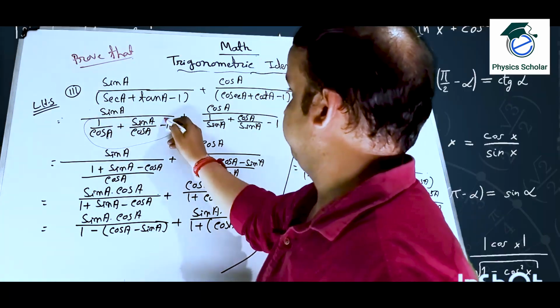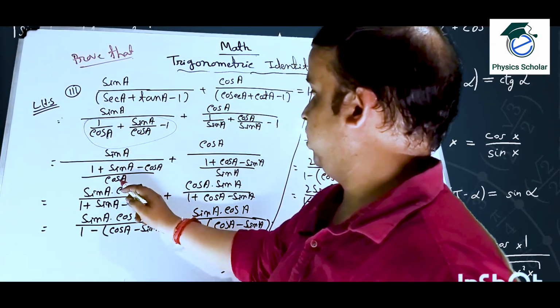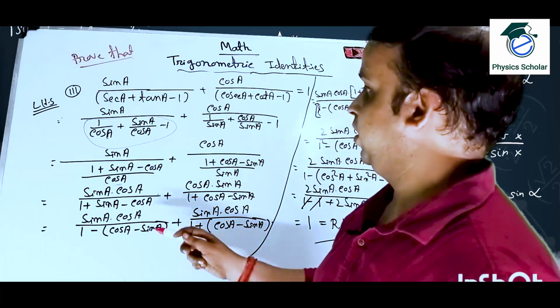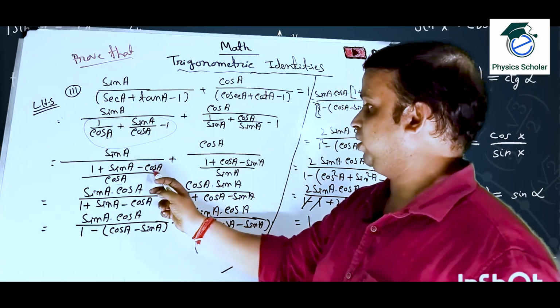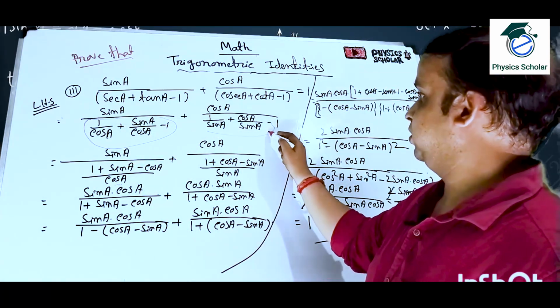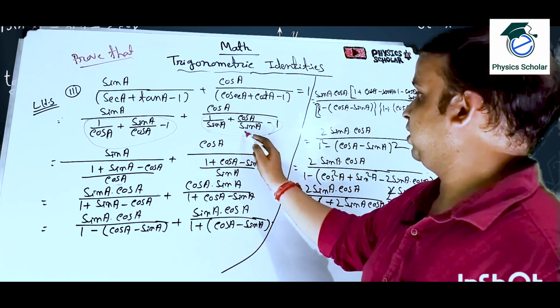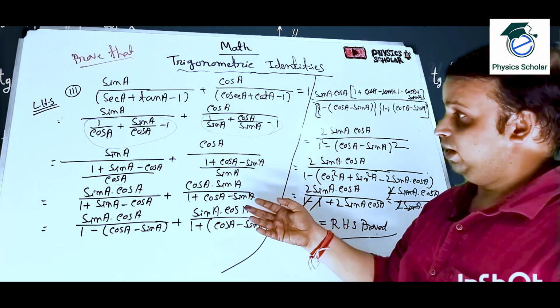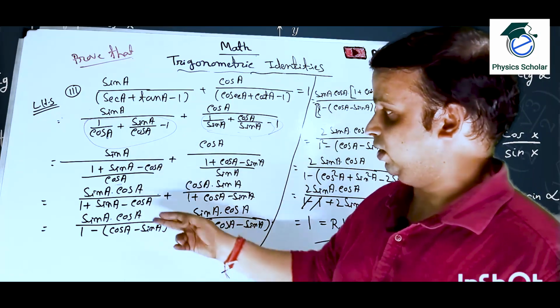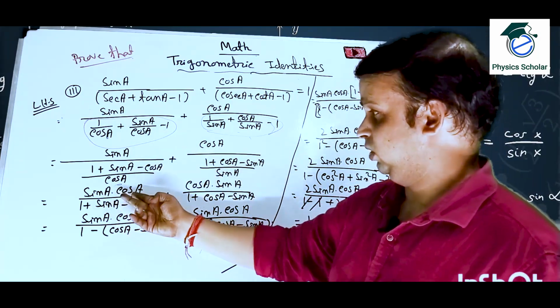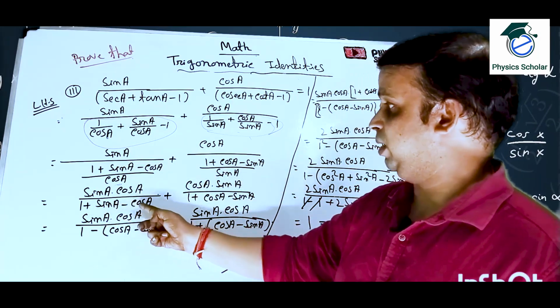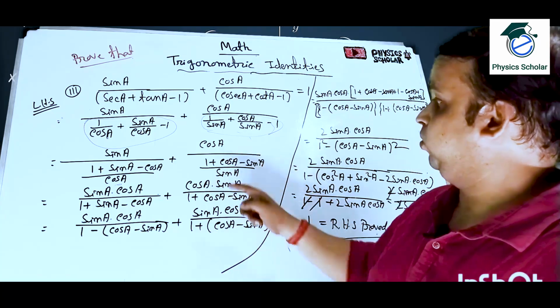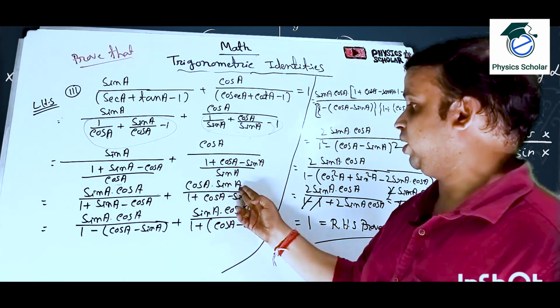So now sin A from this part, cos A is the LCM. So it will be what? 1 plus sin A minus cos A. And from this part, sin A will be the LCM. So what will be that? 1 plus cos A minus sin A. Now here cos A will go here as numerator. So sin A into cos A divided by 1 plus sin A minus cos A. Here sin A will go as a numerator. So cos A into sin A divided by this.